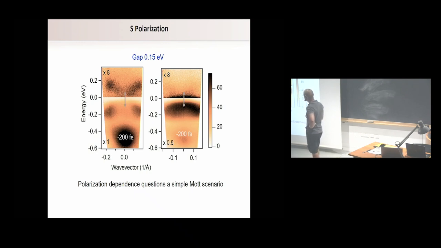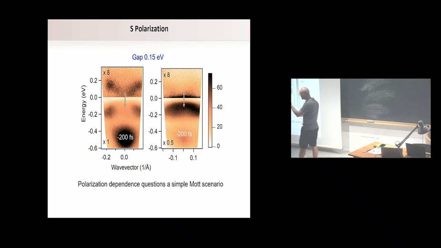So if you do it with p-polarization, which has always been done by us and by every other group before, you do see what we call the lower Hubbard band, whatever it is, and you do see nothing above the Fermi level. Basically, it is completely flooded by incoherent spectral weight that has no shape, nothing.